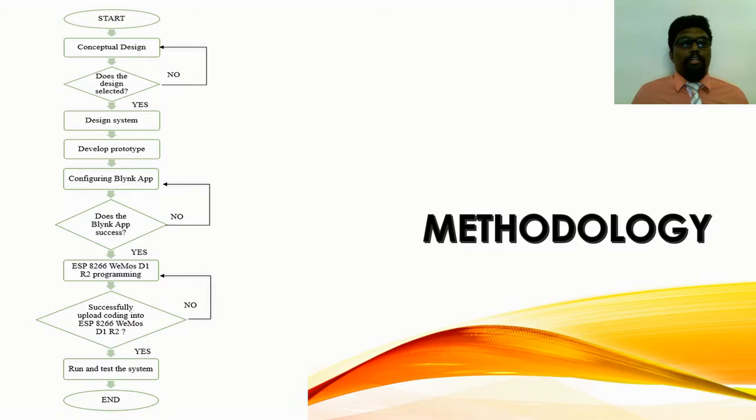The methodology. This is the flowchart. The first step is to create the conceptual design. If the design is selected, we proceed to design the system. After designing the system, we develop the prototype. Then we configure the BLYNK app. If we successfully create the BLYNK app, we proceed to programming the ESP8266. After we successfully code the ESP8266, we run and test the system using 6 different conditions.